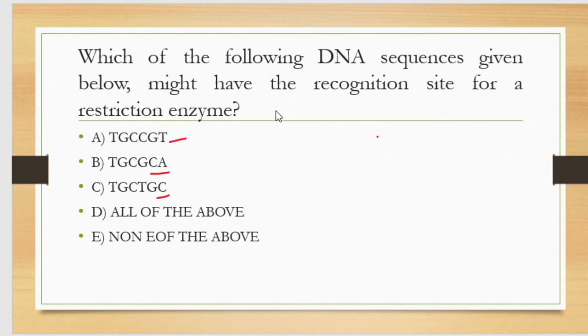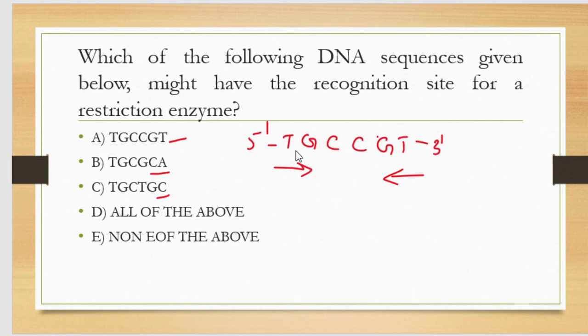Let us say the first sequence is T G C C G T, read from 5 prime to 3 prime. Now you need to write the complementary sequence also. If you read from here, TGC and then CGT. But this is not the way you recognize palindromic sequences in genetics.